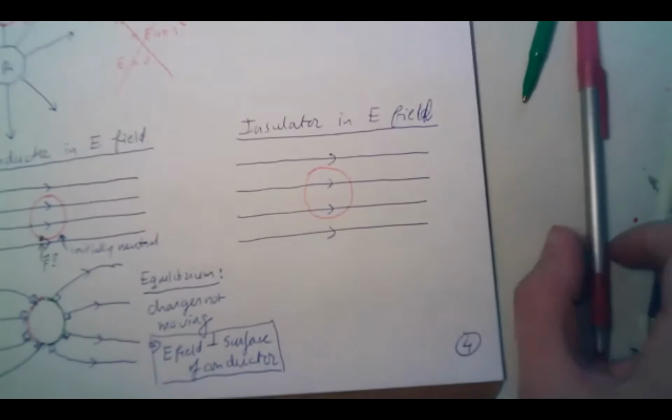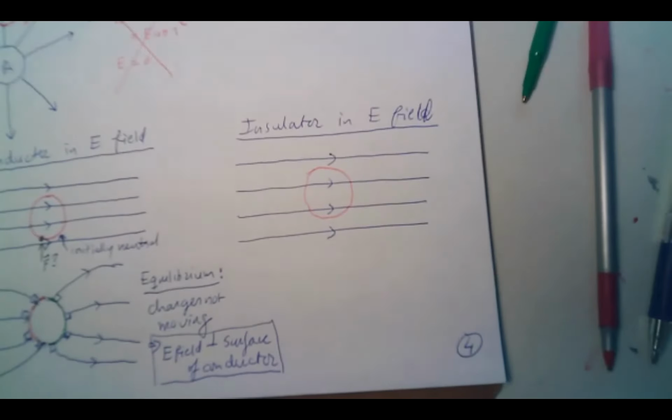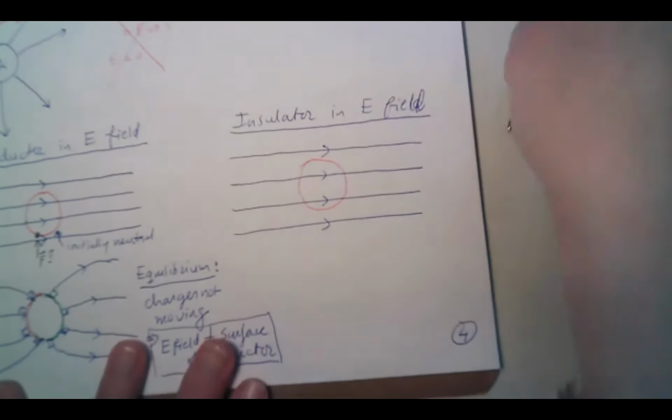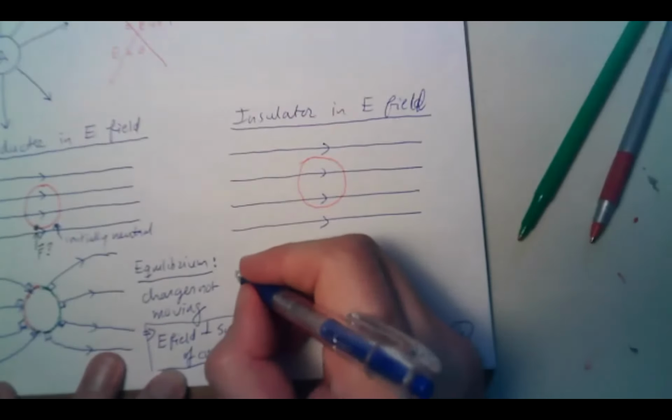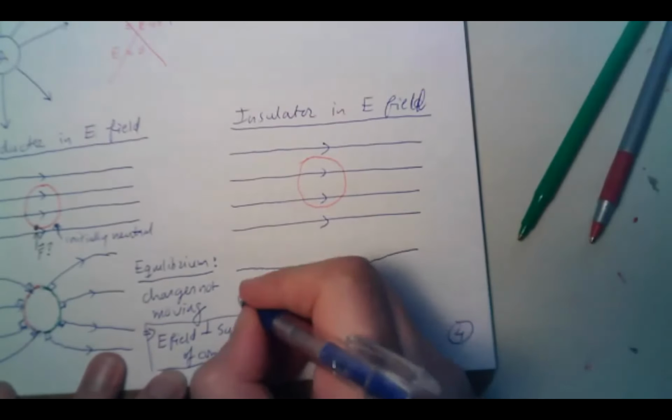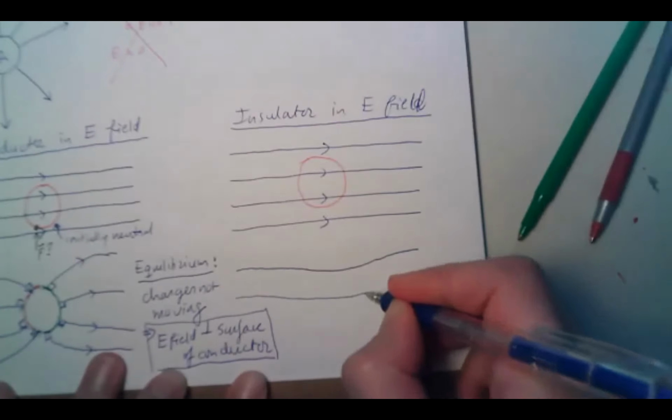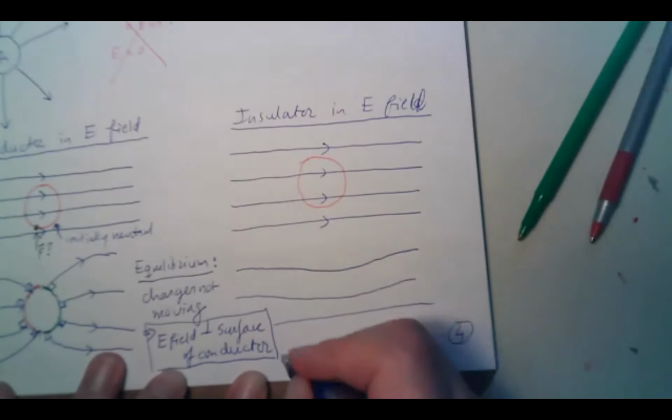What's going to happen? Well, there are no mobile charges in this sphere, but inside the sphere there are negatively charged electrons that are free to move a little bit around the positively charged nucleus. So they're definitely going to see this electric field, and what you'll get is a field that looks a little bit more like this. So it's a little bit bent.